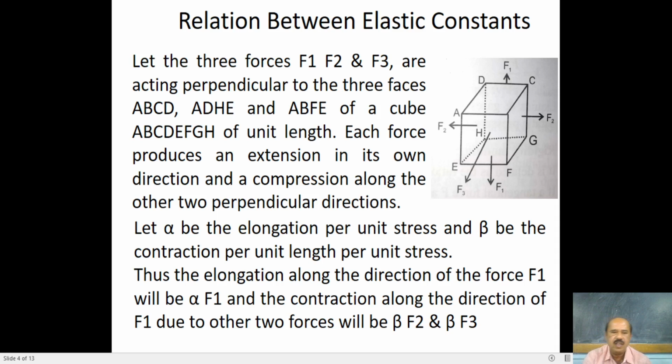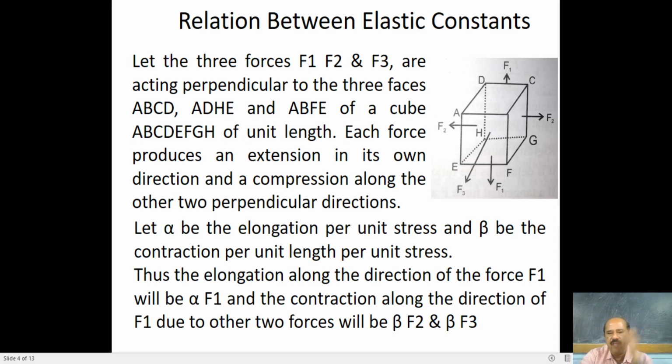In this session, I am going to discuss the relation between elastic constants. Now, you have already understood which are the elastic constants. We will come across four elastic constants, out of which three I have already explained: Young's modulus, rigidity modulus, and bulk modulus. In addition to that, we have one more elastic constant, that is Poisson ratio.